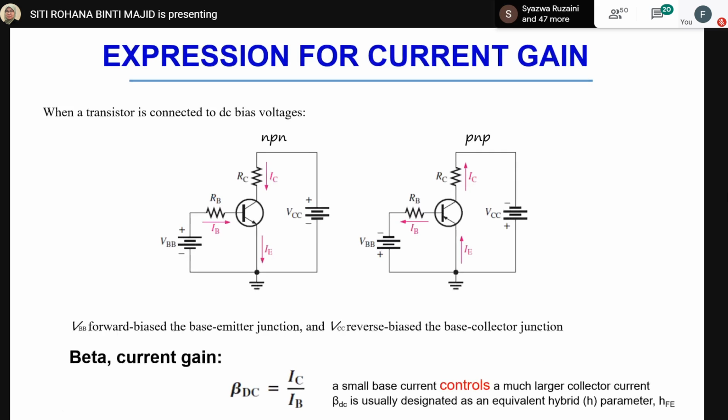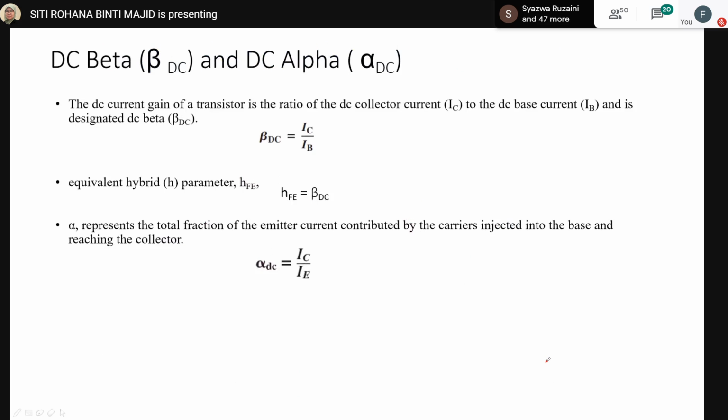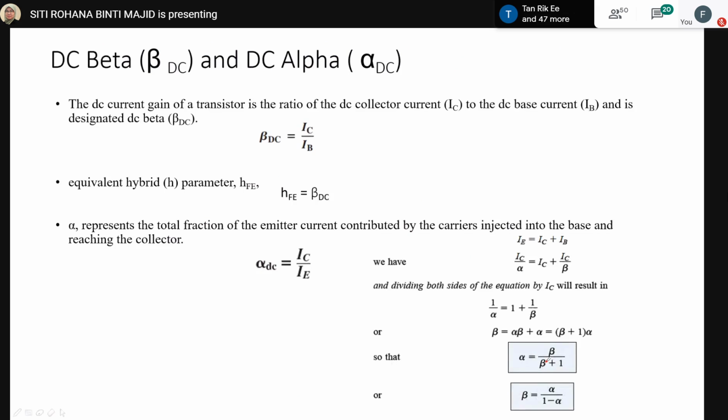So here is the relationship between beta and alpha. Actually, I want to show the derivation of alpha and beta.